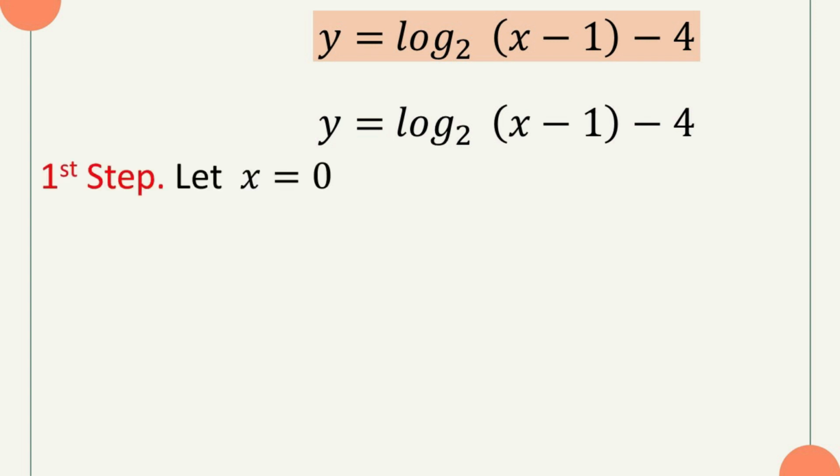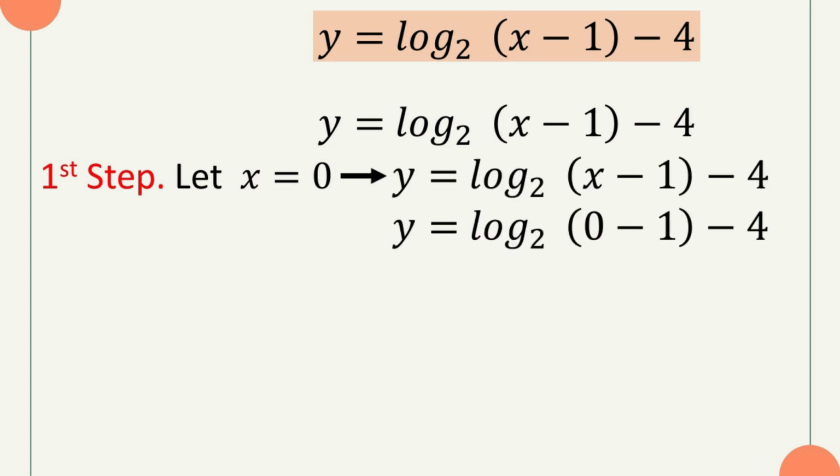First step, let x equals 0. So I replace x with 0. Thus, we have y equals the logarithm of the quantity 0 minus 1 to the base 2 minus 4.